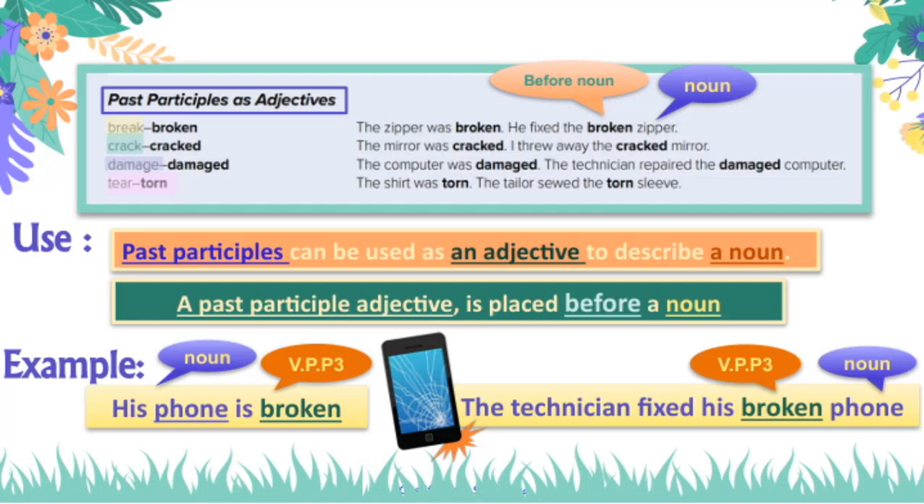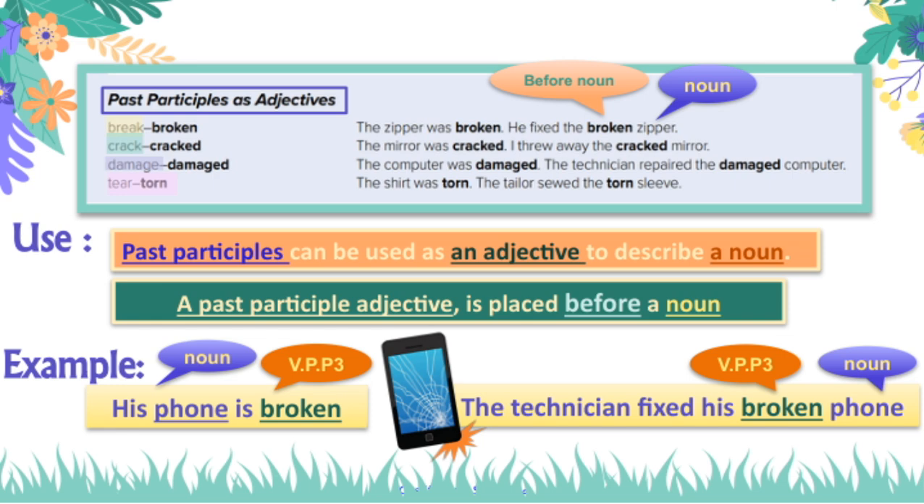Now let's look at VPP3, which stands for the past participle phrase used as an adjective. In the examples, you see the technician fixed his broken phone, and his phone is broken. Here, the past participle broken is used to describe the noun phone. The key point to remember is that a past participle can be placed before a noun to act as an adjective, giving us more information about the noun in a concise way.